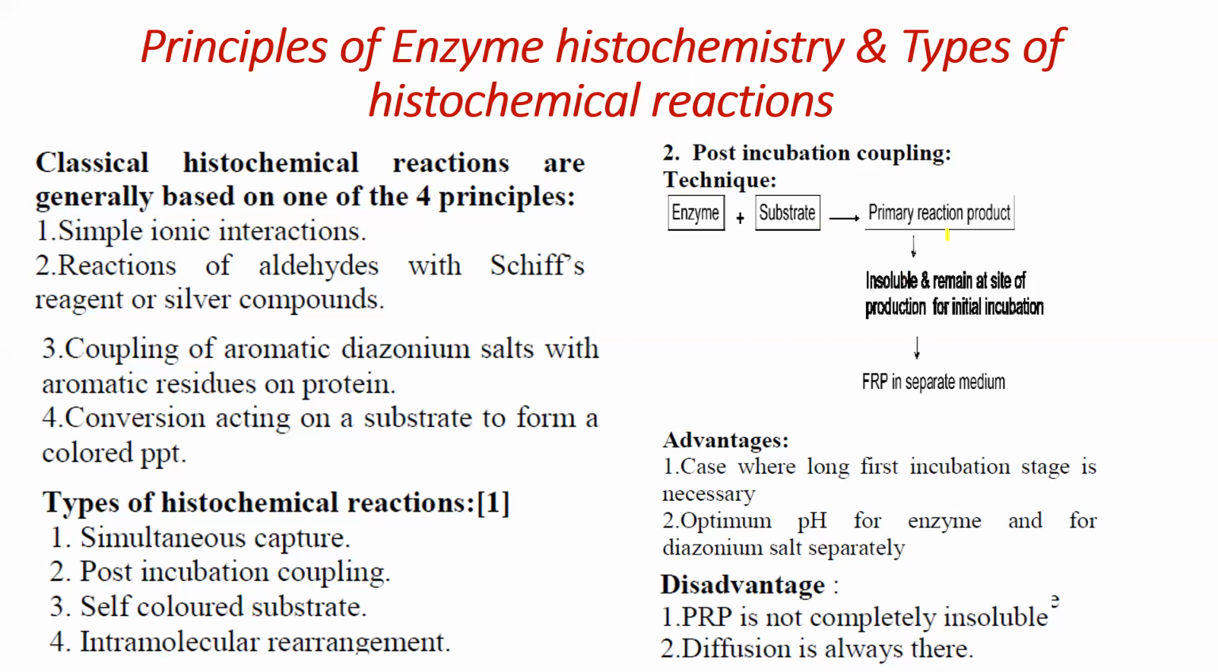Now this insoluble precipitate will be filtered, and it will be re-incubated with a secondary coloring agent. That is why this is called post-incubation coupling. Because the outcome of this reaction is an insoluble product, we filter it and go for incubation. Initial incubation is necessary. We need to incubate this insoluble product in this solution, so that it will give the color. So that is post-incubation coupling, and I will show the diagrammatic representation.